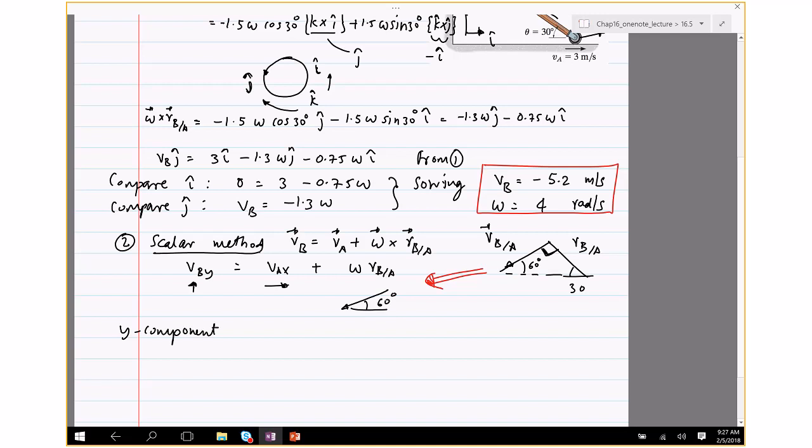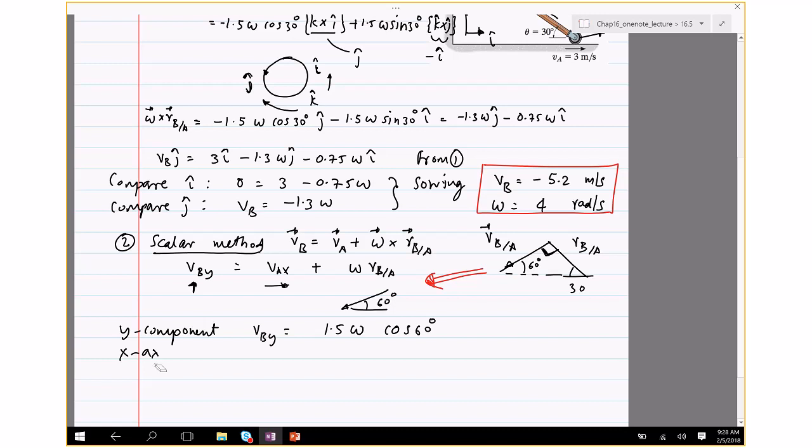Okay, the y component on the left side is VBY. Vx is only in the x direction, so there's no contribution. Omega cross RB with respect to A, well, we know it's at 60 degrees, so I need to take that, resolve it along the x-axis. So if I take that vector, resolve it along the x-axis, it's going to be the magnitude of omega times RB with respect to A. So omega times 1.5, because 1.5 is the length of the ladder, times cosine of 60. So 1.5 omega cosine of 60 degrees.